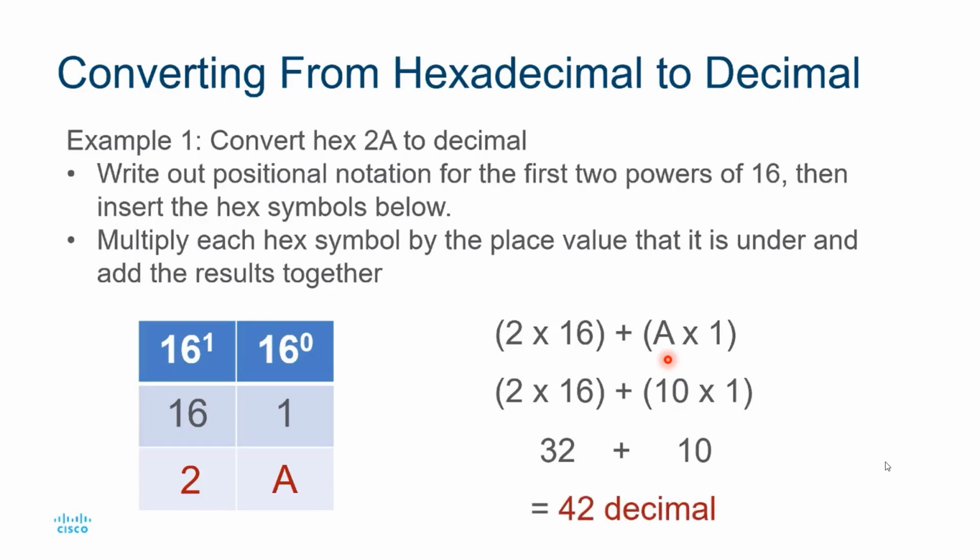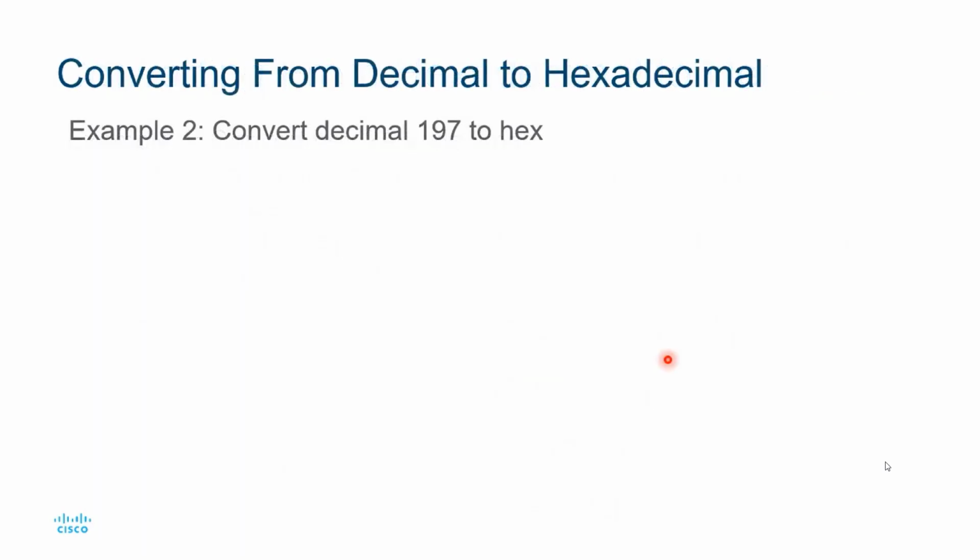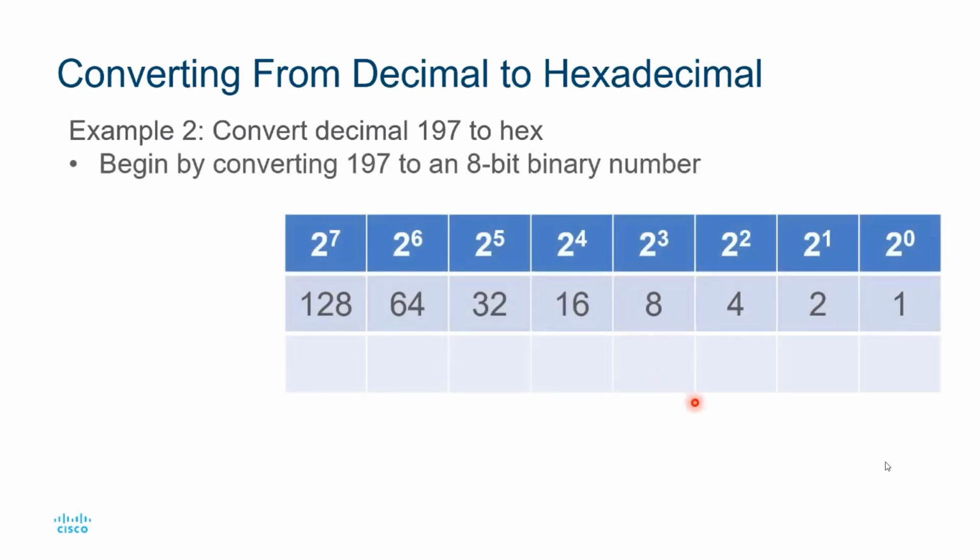Multiplying or dividing by 16 isn't always easy when doing hex to decimal conversions. Usually it's easier to convert the hexadecimal or decimal value to binary first, then convert the binary number to decimal or hexadecimal. Let's convert decimal 197 to hex. First, I'll begin by converting 197 to an 8-bit binary number. Here I've drawn out the first 8 place values of the binary number system. We need to find out what combination of these place values adds up to 197.